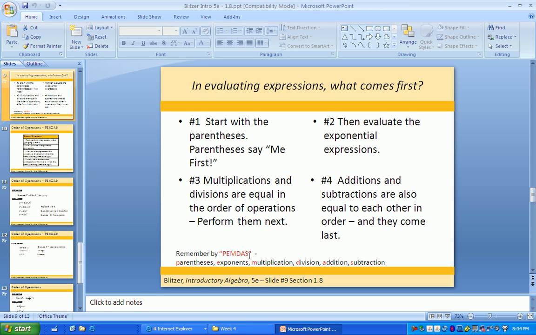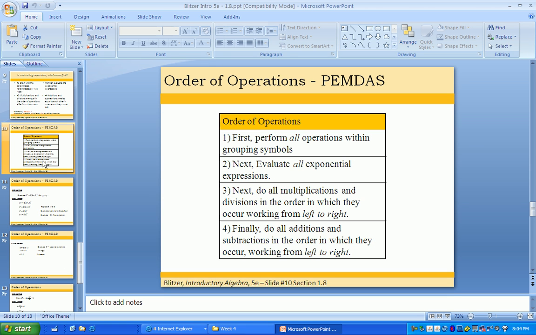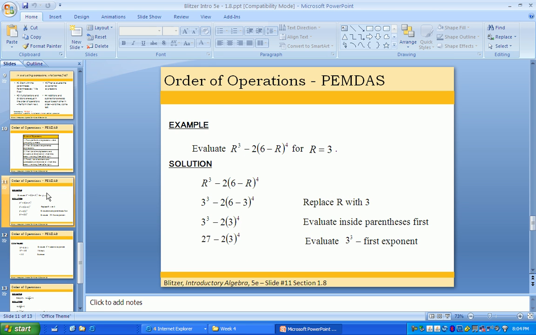So they come up with a nice little acronym. It's called PEMDAS: parentheses, exponents, multiplication, division, addition, subtraction. And here's just another little chart that defines PEMDAS. First, perform all operations within grouping symbols, which are brackets, parentheses and absolute value signs. Next, evaluate all exponential expressions, so you shouldn't have any exponents after this point. Next, do all your multiplication and division from left to right, and then do your addition and subtraction left to right.